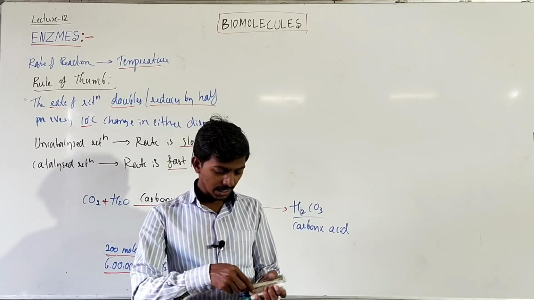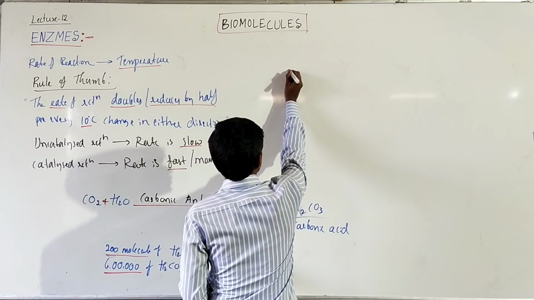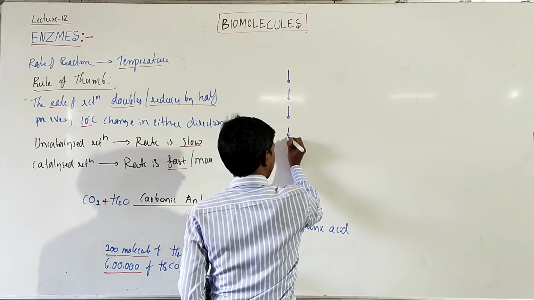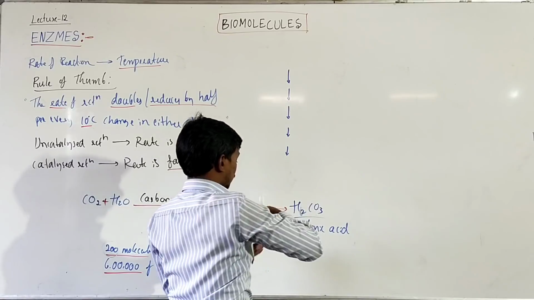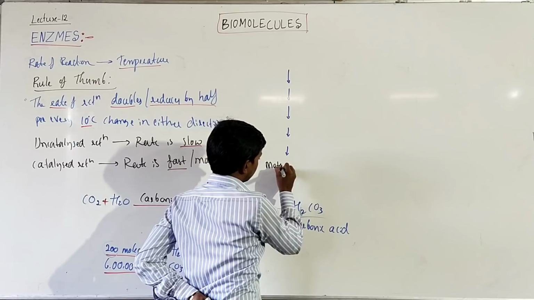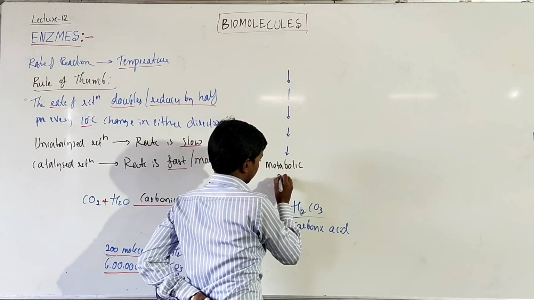Okay, so when we have many reactions in a chain, in a series, what we discussed in the previous class, this is what we called a metabolic pathway.